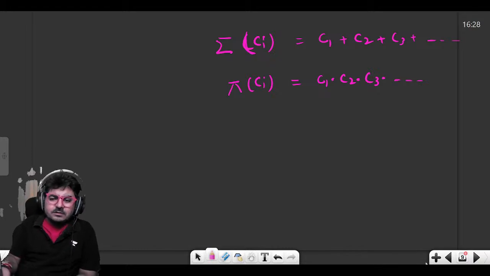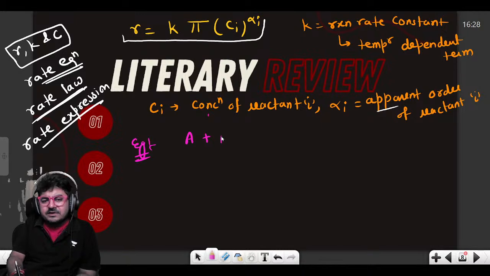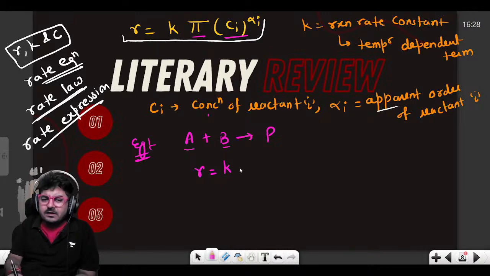That is the meaning. तो यहाँ पे Ci power alpha. So suppose we have a reaction something like A plus B gives something. So the rate equation for this reaction will be K product summation of Ci. Two reactants are there, so Ca power alpha A multiplied by Cb power alpha B. That's how we will write.